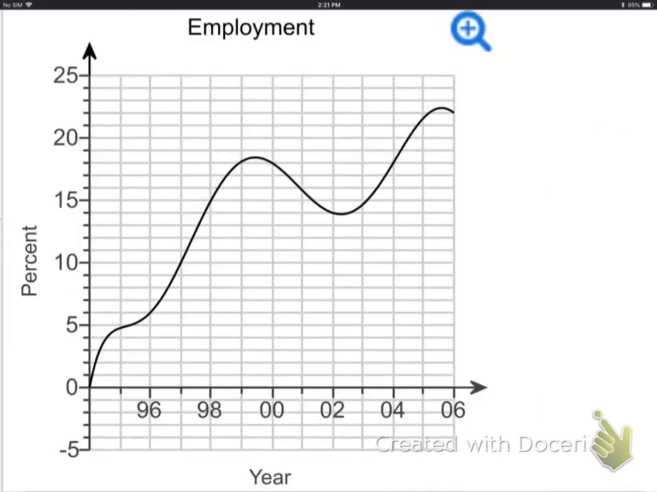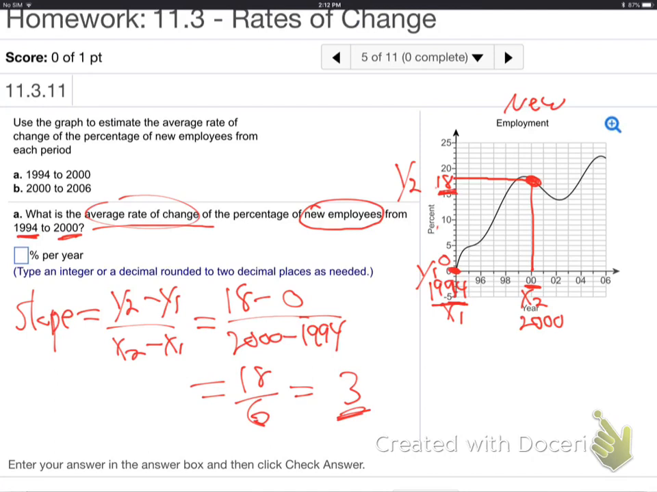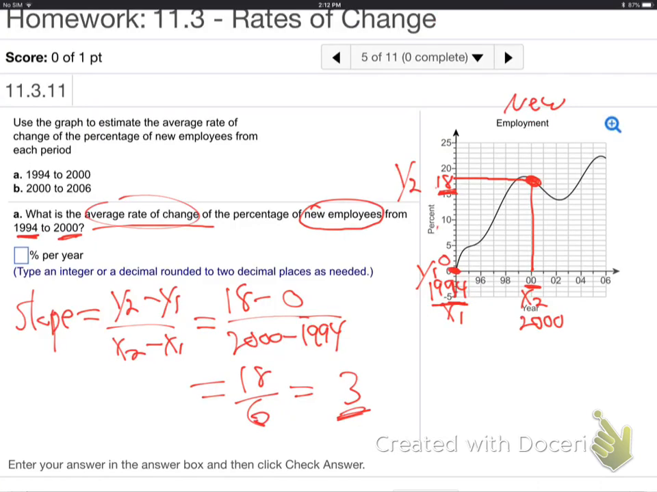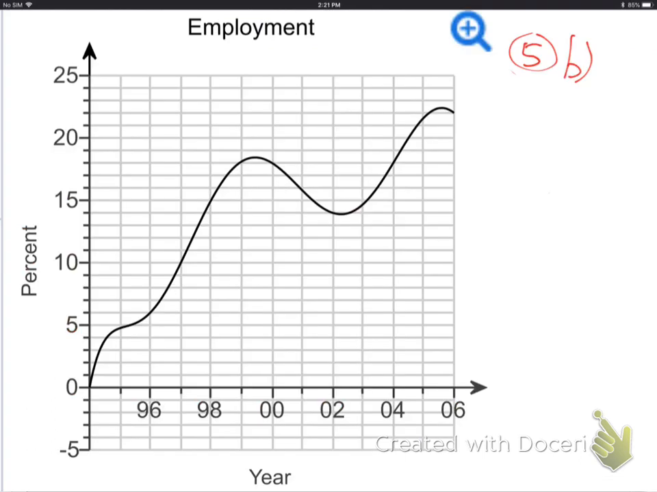Was this 3? Here, I'll look back. It was 5. So number 5, part B. Oops, my 5s always just look terrible. Number 5, part B. Where are we going from 2000 to 2006, right? So same question. Now they want to know from the year 2000 to the year 2006, what was the average rate of change of percentage of new employees?